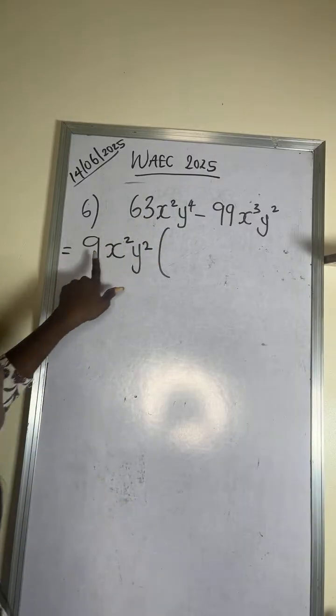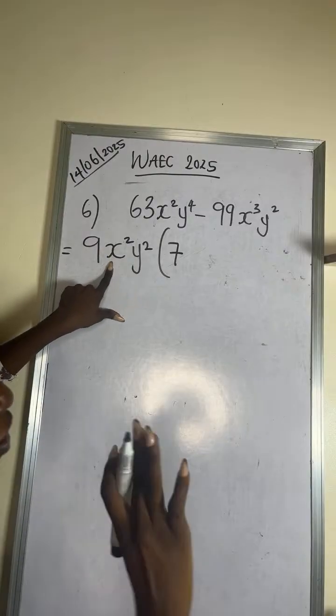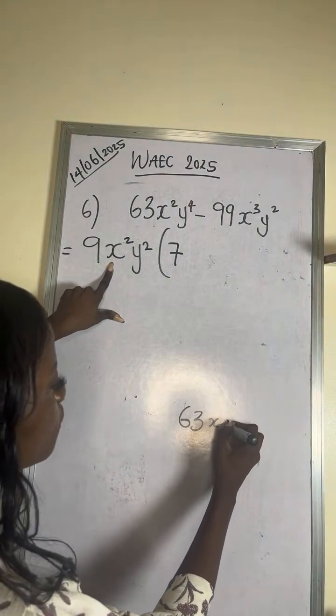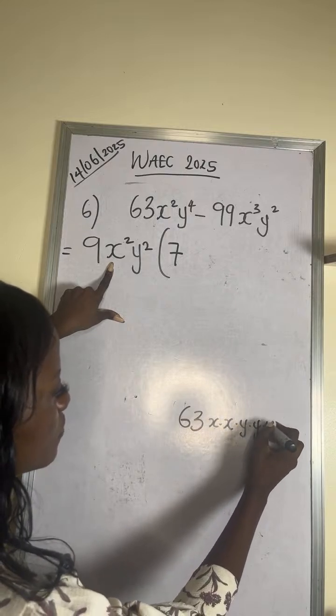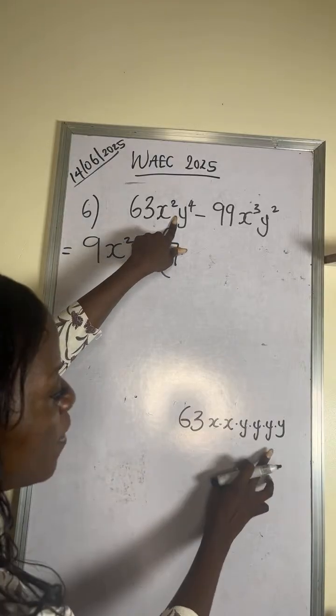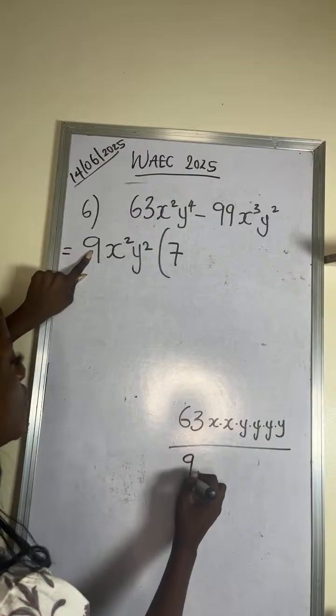So 63 divided by 9 is 7. x squared divided by x squared. You can always come and do that in your jotter. Just come somewhere. Write this in full if you want to. So x squared is x in 2 places. y raised to the power of 4 is y in 4 places. All over, you have this one.